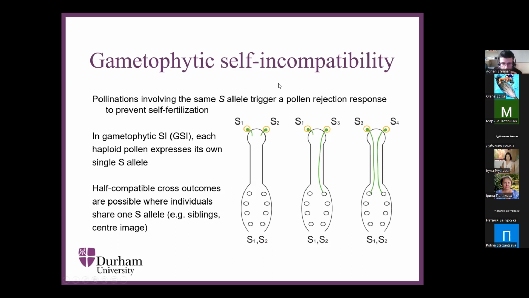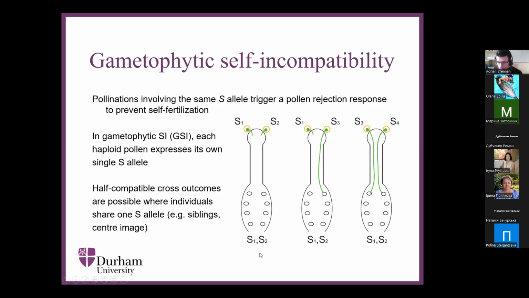And so if you express something known as gametophytic self-incompatibility, that means that the male gametophytes are expressing their own male S allele. And because the male gametophytes, the pollen, are haploid, they only have one allele that they can express. So each individual pollen will express a single S allele that was present in the father.